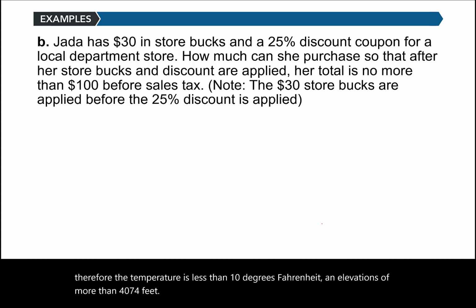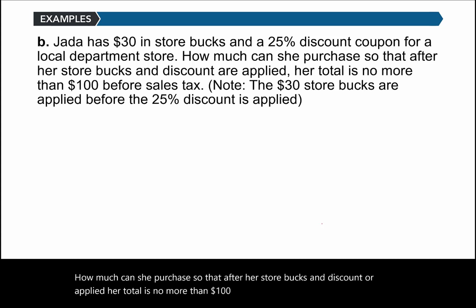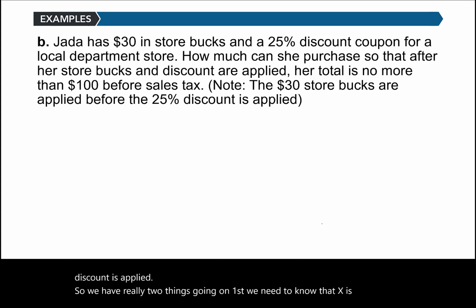Example B is that Jada has $30 in store bucks and a 25% discount coupon for a local department store. How much can she purchase so that after her store bucks and discount are applied, her total is no more than $100 before sales tax? The $30 store bucks are applied before the 25% discount is applied. So we have really two things going on. First, we need to know that x is our purchase price.